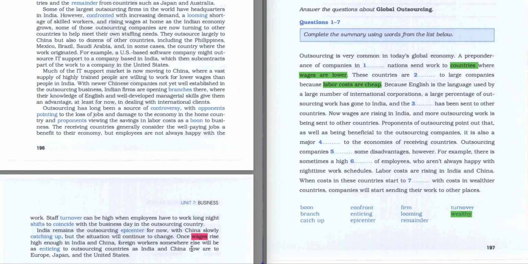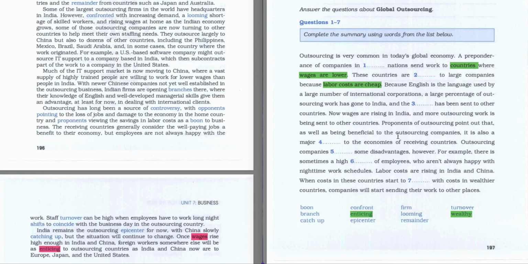And let's read this sentence. Once wages rise high enough in India and China, foreign workers somewhere else will be as enticing to outsourcing countries as India and China now are to Europe, Japan, and the United States. So these countries are enticing to large companies, which are in outsourcing countries. So the answer to the second question is going to be enticing. So let's highlight it here.